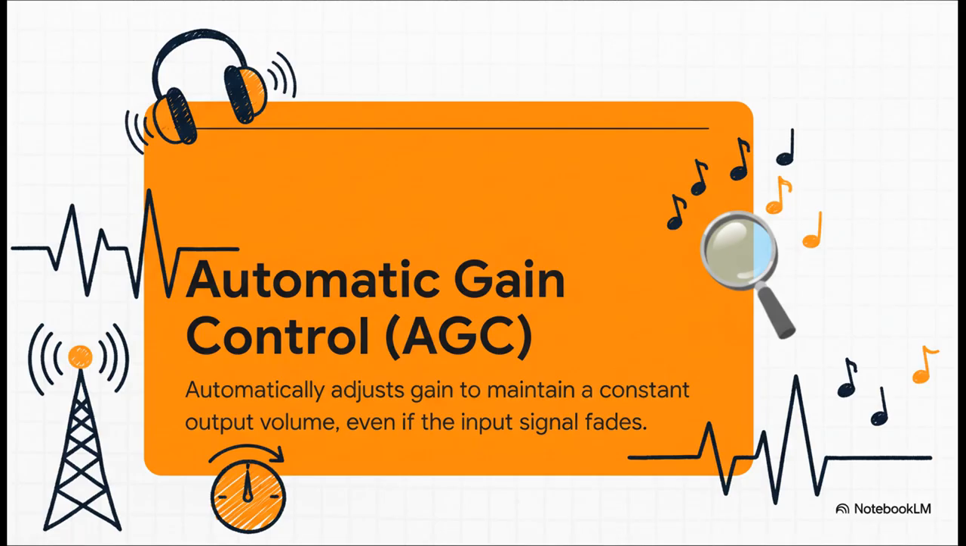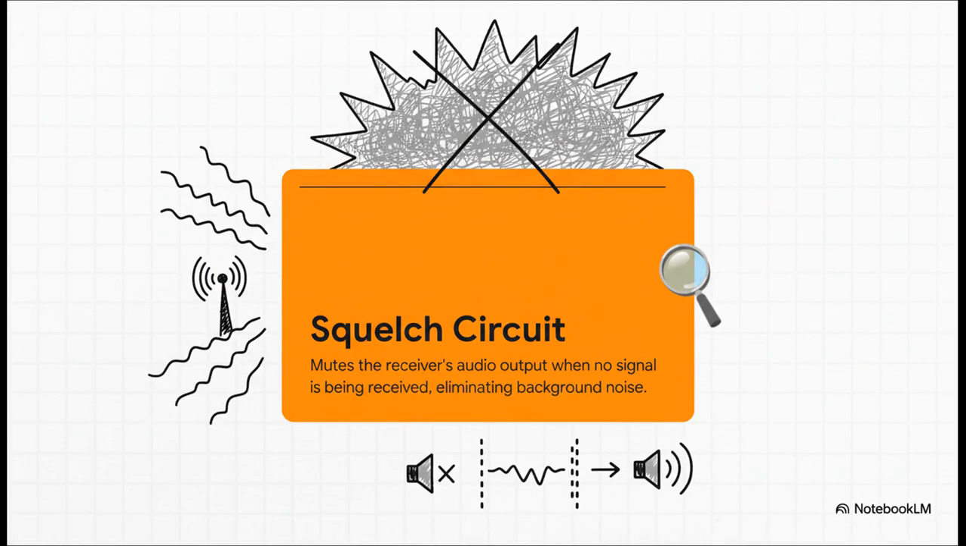The volume would be jumping all over the place. AGC is basically an automatic volume knob for the receiver. It listens to the signal strength and constantly adjusts the amplification to keep the volume you hear nice and steady. And here's another problem. What happens when nobody is talking? All you hear is that horrible ksh of static, right? So annoying. Well, that's what the squelch circuit is for.